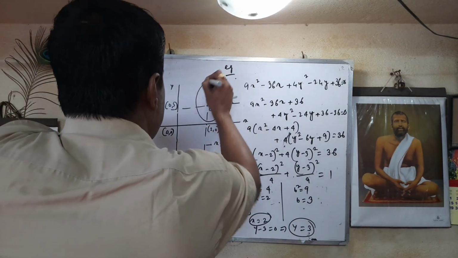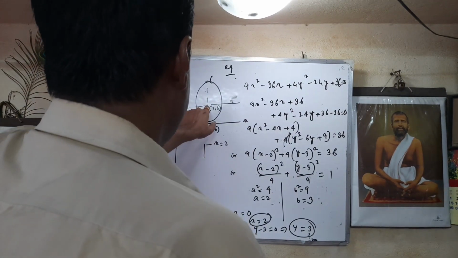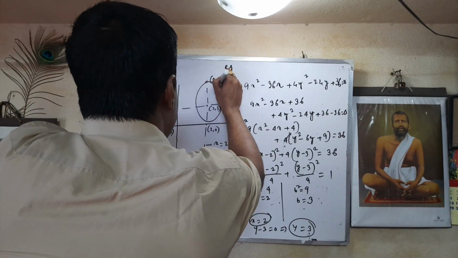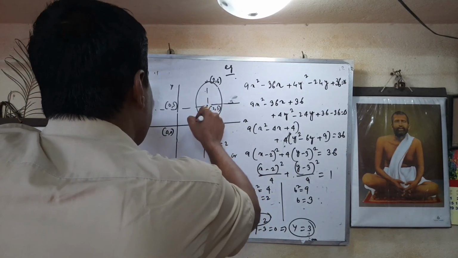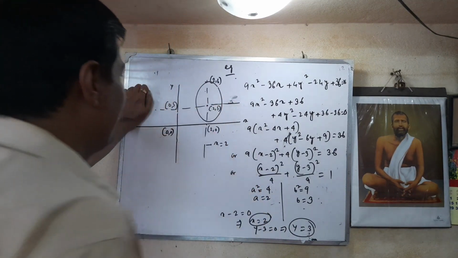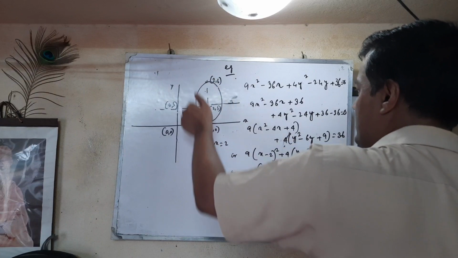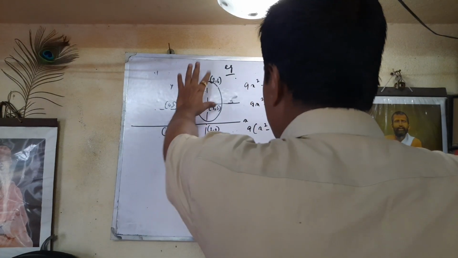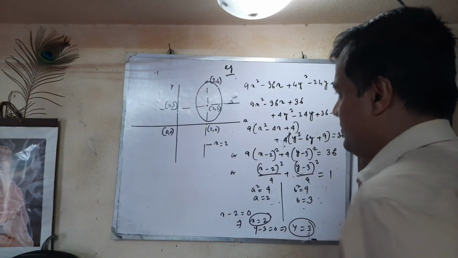Now what will be the coordinates of this point? It is 2, and it is 3 plus 3, so the coordinate will be simply (2, 3 plus 3), that is (2, 6). You can check the coordinates of these points of intersection here.